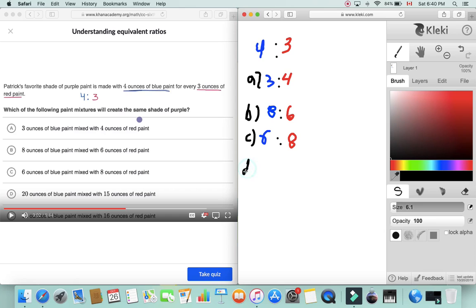D is 20 to 15. And last but not least, E is 12 to 16. Okay. So, let's work this out.